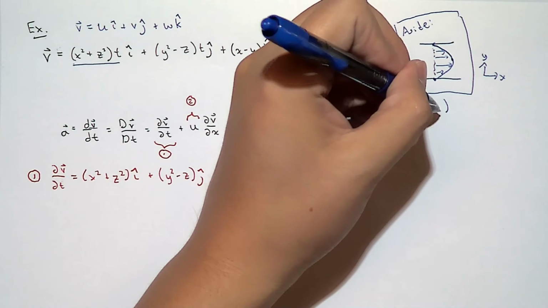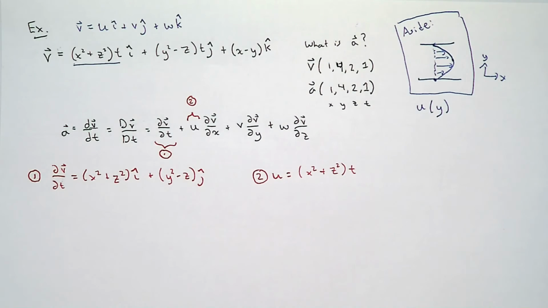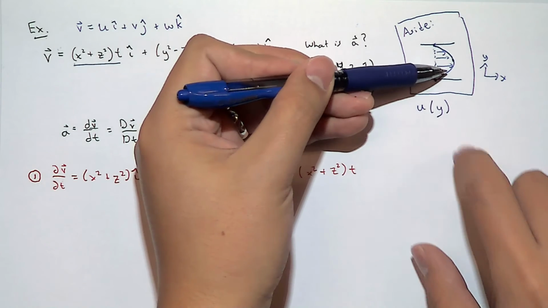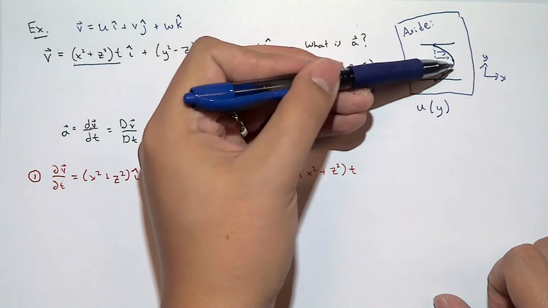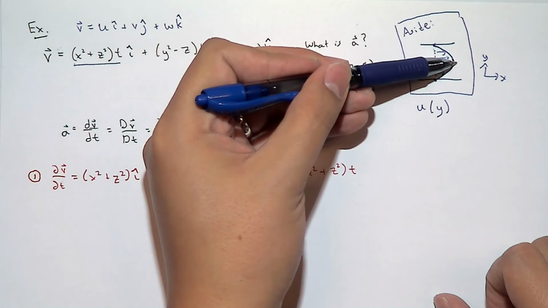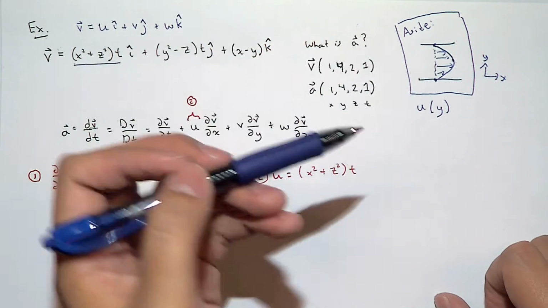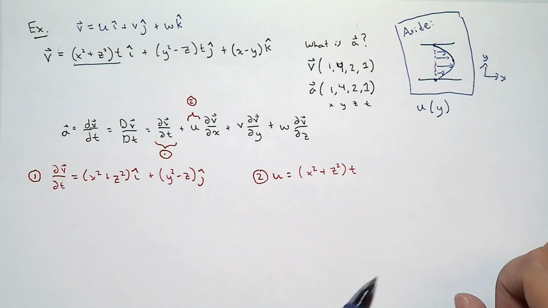With y, right? Because as y changes, your x component of velocity increases. As y increases, it increases, and after the center line, as y increases, it decreases. So the x component, just for this slice of fluid, varies with your y direction.